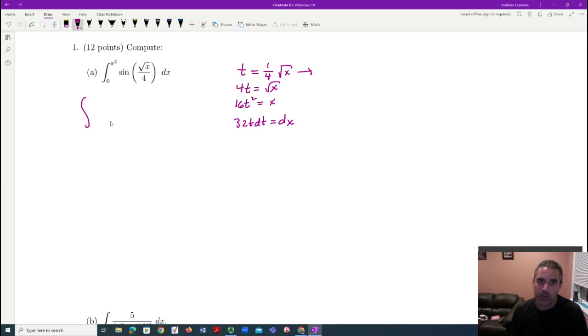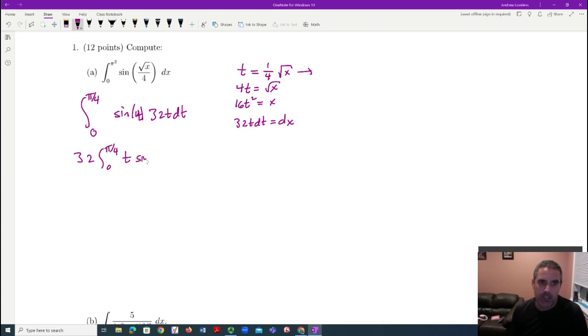If I plug in a 0 for x, I get t is 0. If I plug in pi squared here, it actually comes out really nice because it just ends up being pi over 4. And then I end up with sine of u. And then dx is 32... oh, I was using a t. Apologies. 32t dt. And now it's an integration by parts problem.